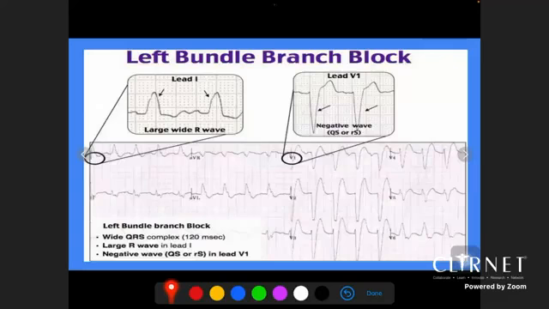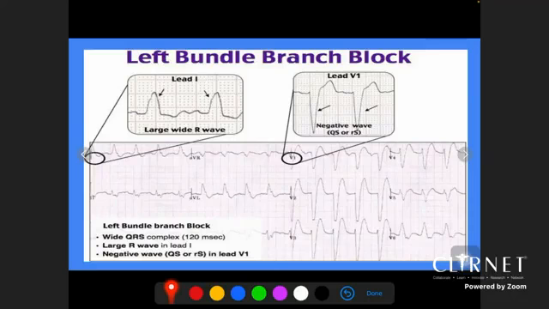So this is a classic left bundle branch block. This is lead 1. You can see positive waves, and in V1 it is negative. So in left bundle branch block, you will have a QRS complex above 120 milliseconds or 3 small squares, a large R wave in lead 1 and a negative wave in V1. This is the classic left bundle branch block.